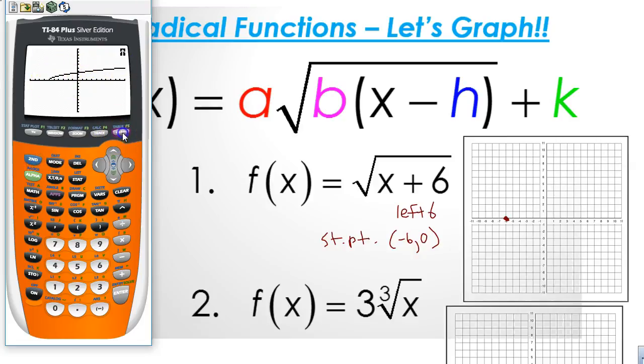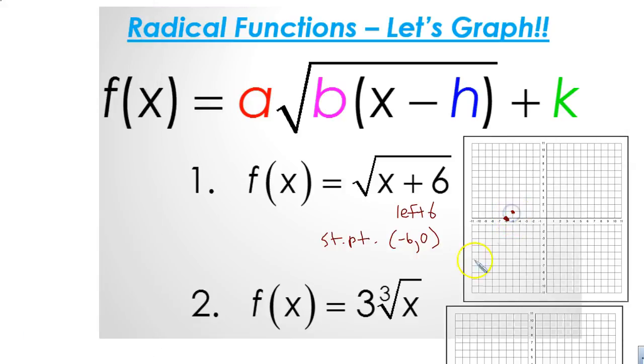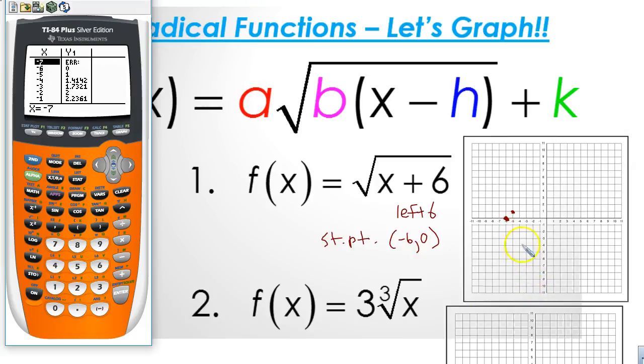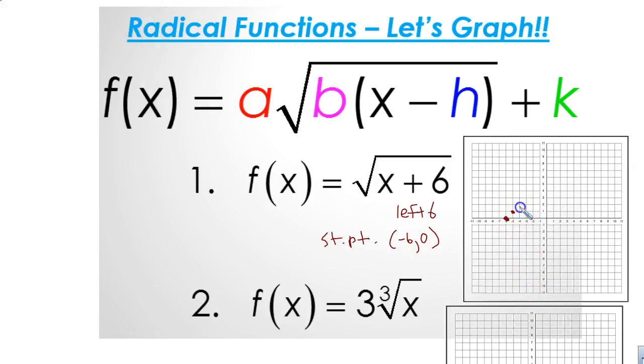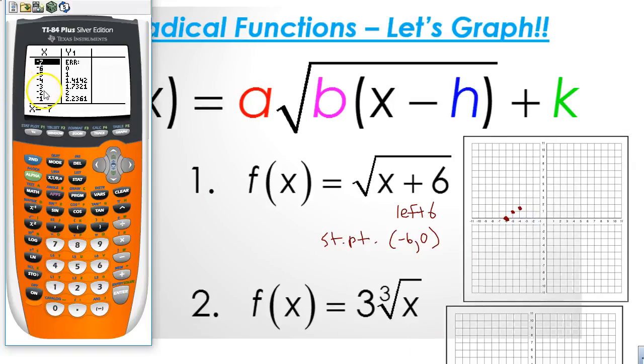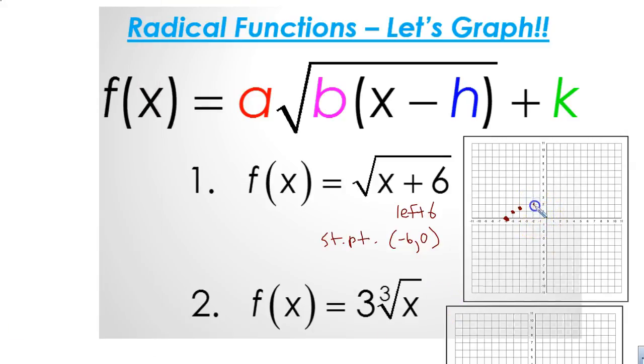I can go to my table. Now my x values are going to start at negative 7, right? I can't have anything to the left of negative 6, because negative 6 plugged in would give me the square root of 0, and that's okay. But I can start getting points to the right, like -6, comma 0, -5, comma 1, -4, comma 1.4. I don't have to put every single point along this. I can skip ahead a little bit and do some of these nice ones. -2, comma 2. I can put on my graph -2, comma 2.